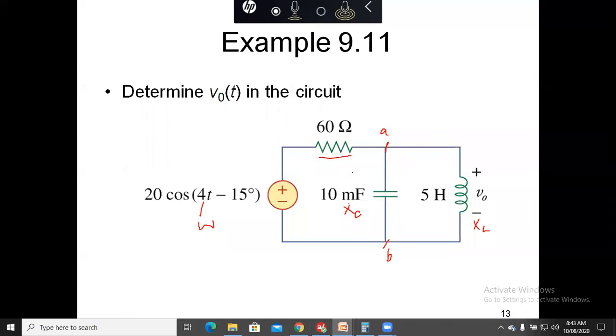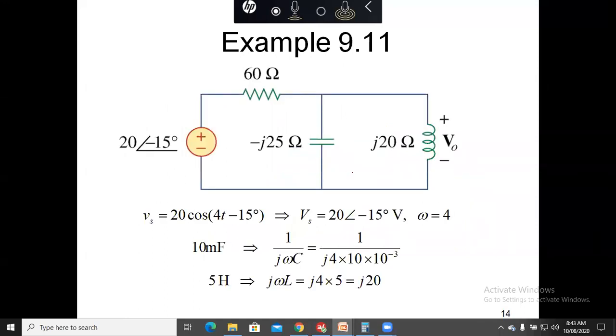Okay, let's move on and look at the solution. So 10 millifarad is converted into this: J4 into 10 into 10 to the power minus 3, which is equal to minus J25, right?